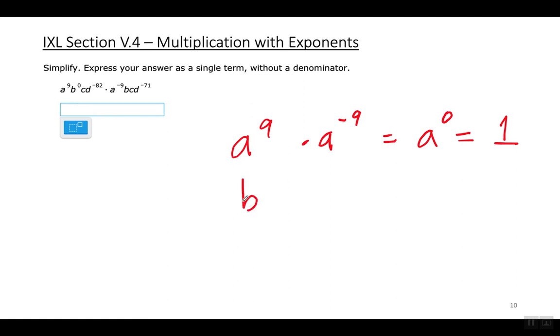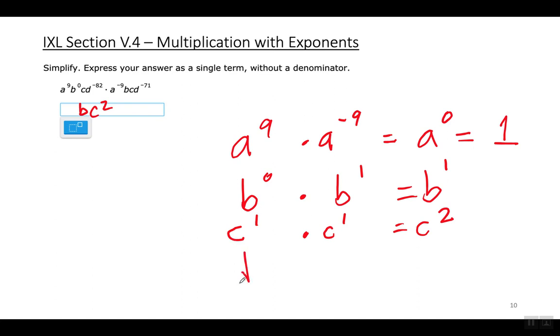The b's is going to be b to the 0 power times b to the 1st power. So that equals b to the 1st power. I don't write the 1. C to the 1st power times c to the 1st power equals c to the 2nd power. And d to the negative 82 power times d to the negative 71 power. I add the exponents and I'm going to get negative 153. And there's my answer, and we got, I think, one more.